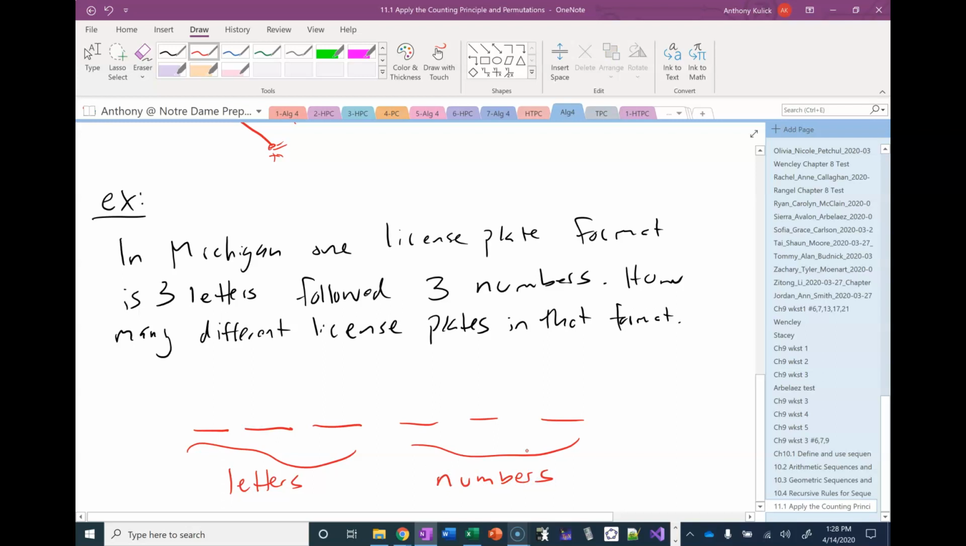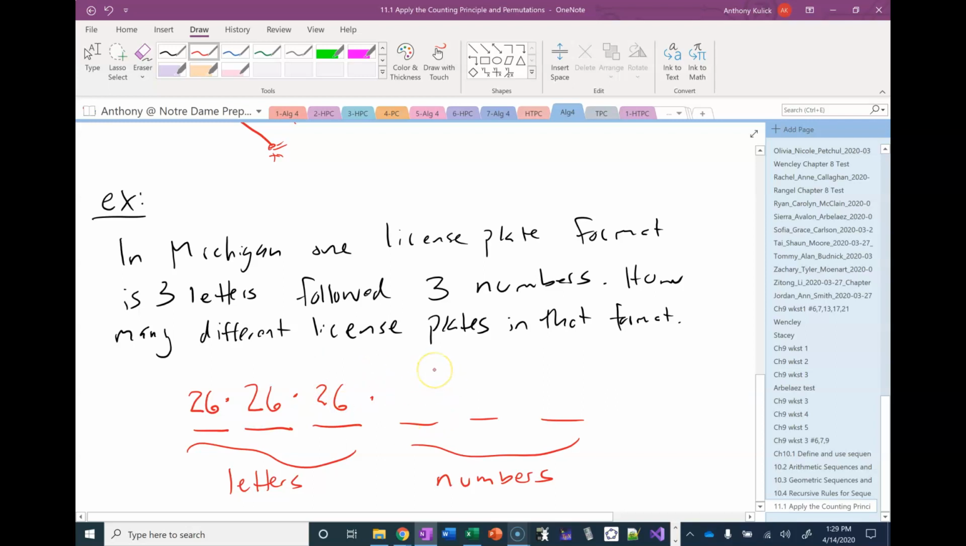So how many choices do we have when we choose a letter? Well, if you think about it for a moment, maybe you recall that there's 26 letters in the English alphabet. So for the first choice of our letter, we have 26 choices, A through Z. For the second letter, we again have 26 choices. And for the third letter, we again have 26 choices, the letters A through Z.